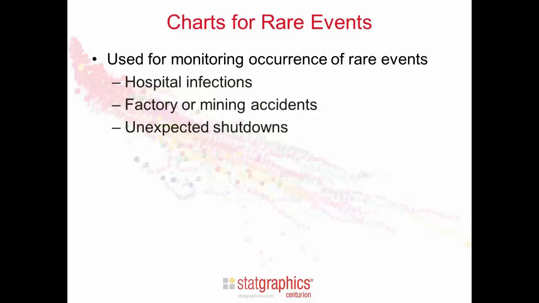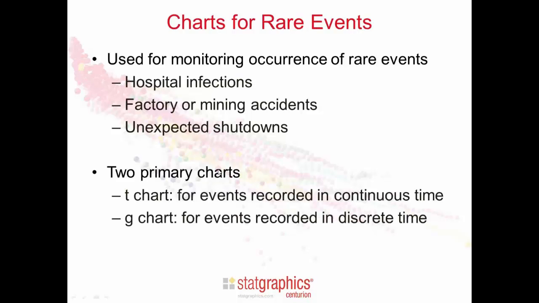We've added actually 2 new charts to version 17, a G chart and a T chart. They're very useful for monitoring events that don't occur very often. Things like hospital infections, factory or mining accidents, unexpected shutdowns of a power grid, something like that. The 2 primary charts are a T chart for events if we record them over continuous time, or a G chart for events recorded in discrete time.